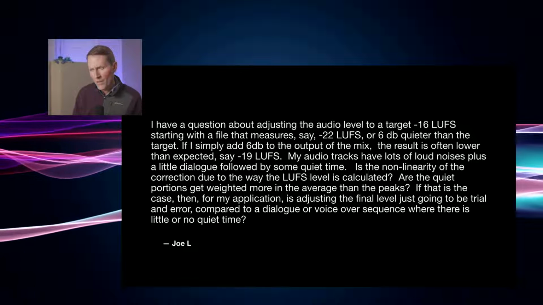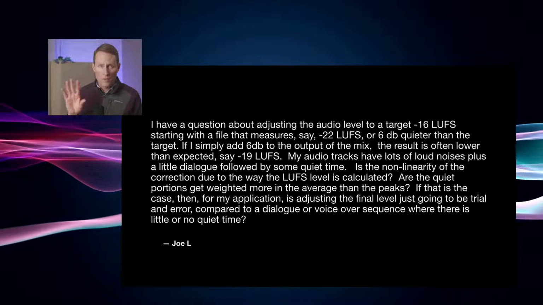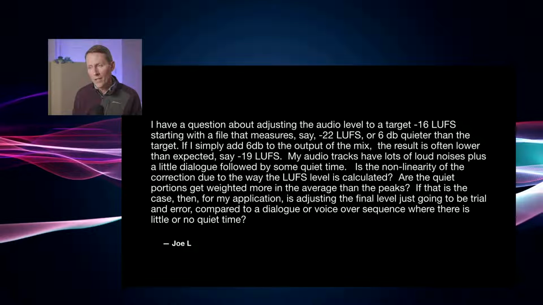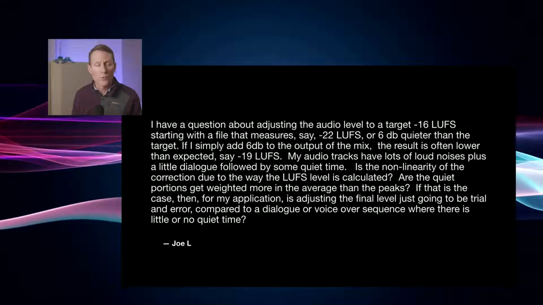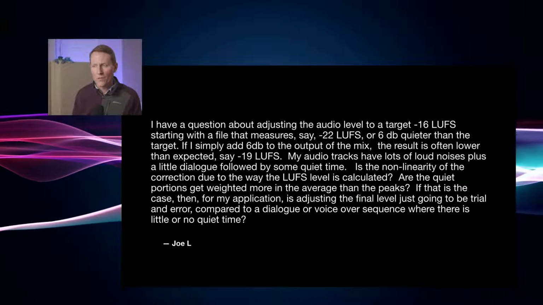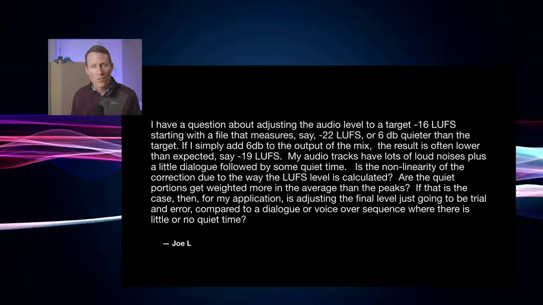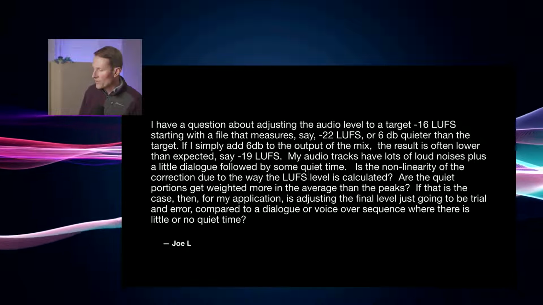So for example, if you're at minus 22 and you want to get to minus 16, I'm assuming you're in stereo, then you will just apply an offset of 6 dB. You'll just boost the overall entire audio program by 6 decibels, and that should get you roughly where you want to be. Okay, that is the question that we had.